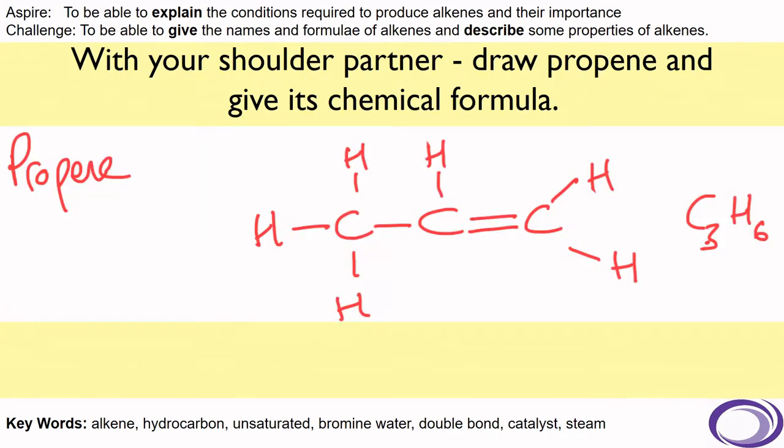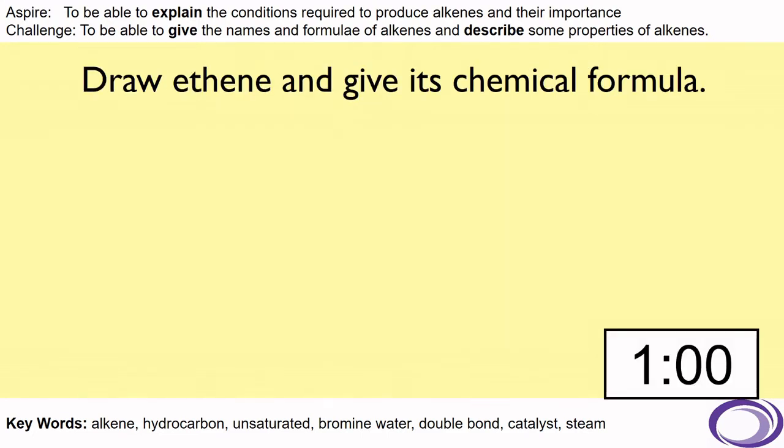So you should have something similar to the molecule on the screen. Propene has the chemical formula C3H6. So one more for practice. Could you please draw ethene and give its chemical formula?